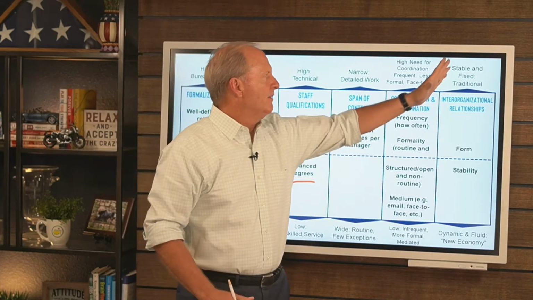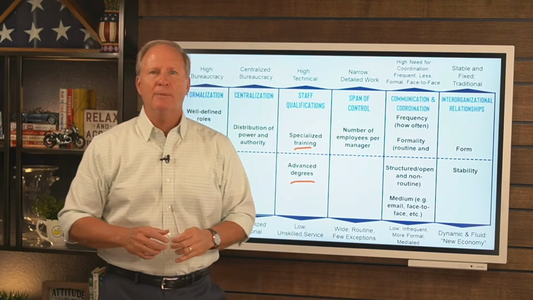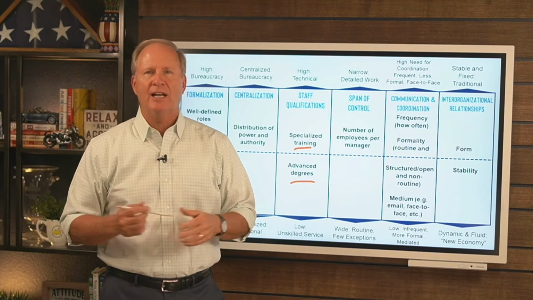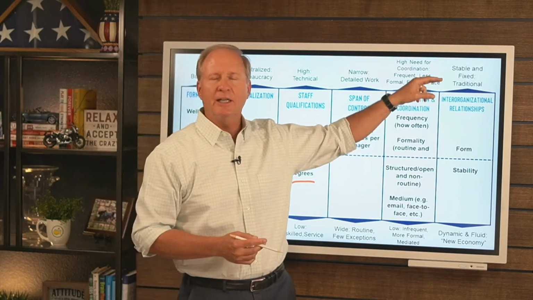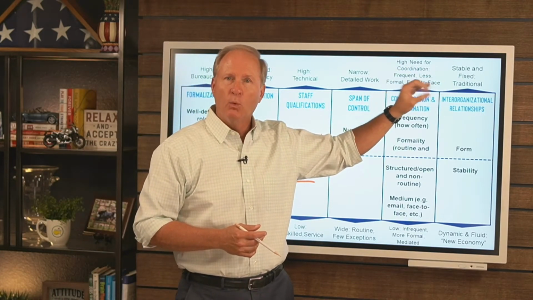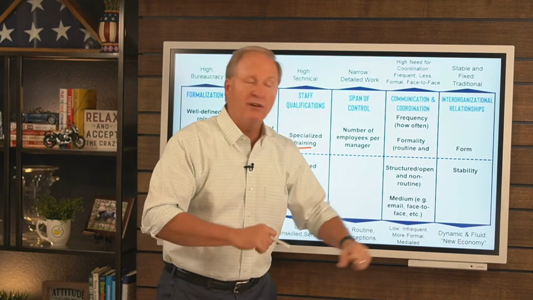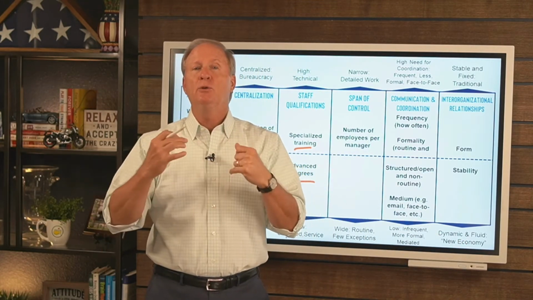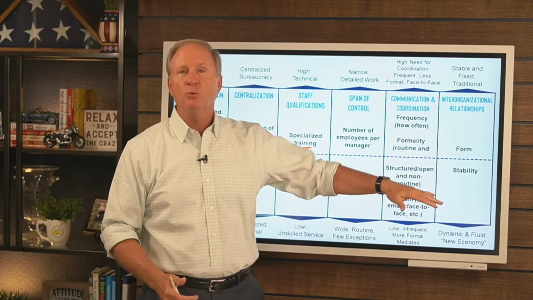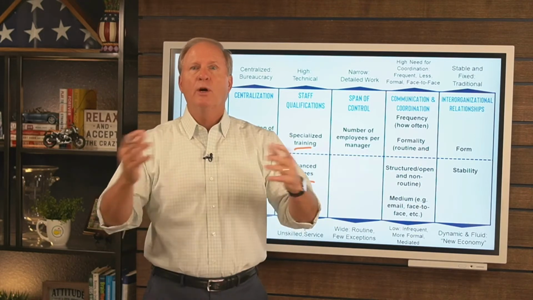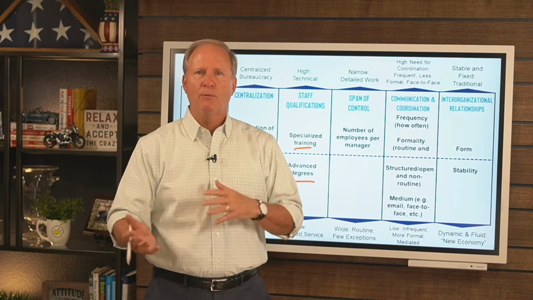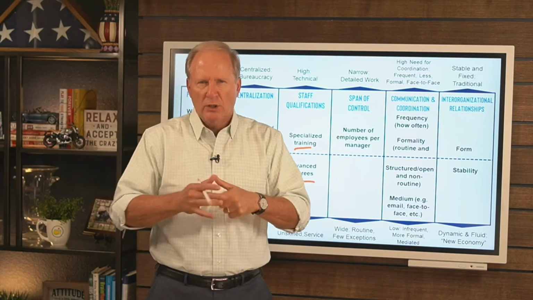more formal? Then we look at the last piece, which is the interrelationships inside of the organization. Here we're asking, is it more fixed and traditional work design, or is it very dynamic and fluid, what we call the new economy? This really talks about the organizational structure, its stability, and its form. Are we free-flowing, or are we more rigid and structured?